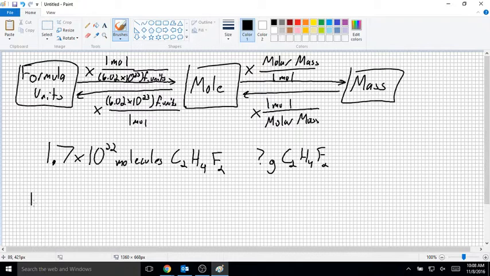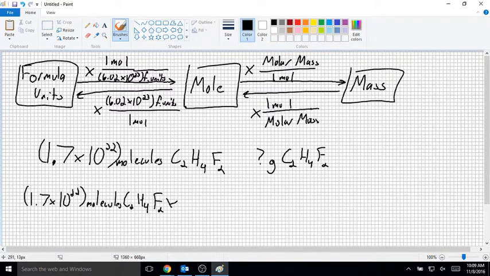So let's write down what I have, and in this case, let's make sure that that number is in parentheses. 1.7 times 10 to the 22nd molecules of C2H4F2. All right, starting here, I'm trying to get over to mass. So the first thing I have to do is I'm following this arrow this time. I'm going from left to right.